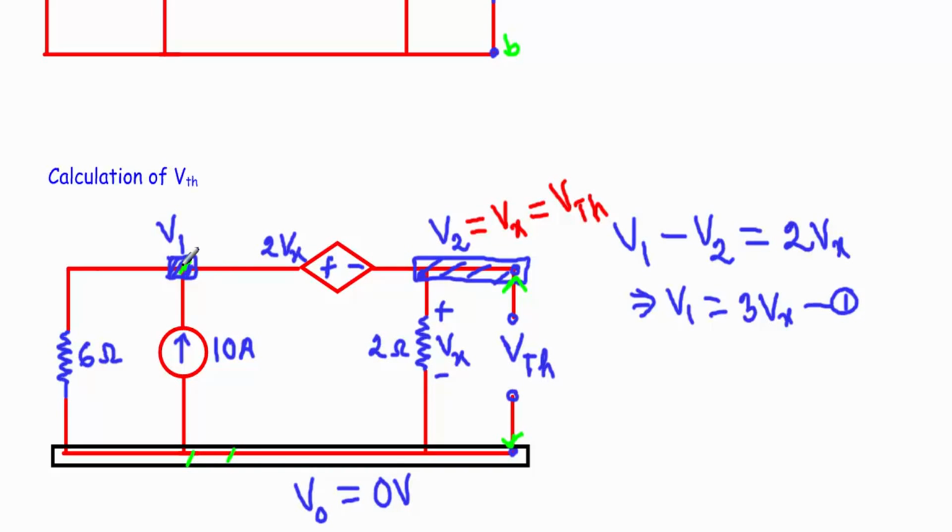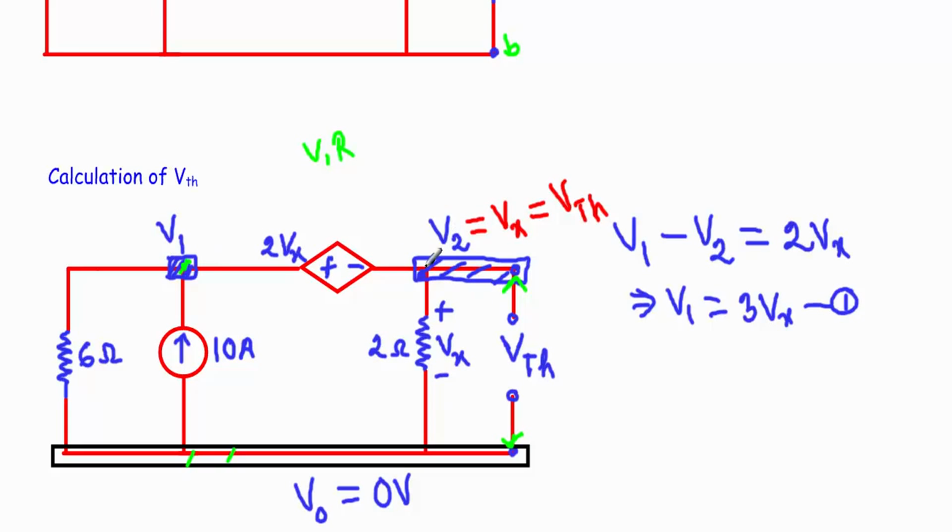Between two non-reference nodes, node 1 and node 2, a dependent voltage source 2Vx is connected. That means if I apply nodal analysis, I cannot proceed, because when we apply nodal analysis, we normally apply Kirchhoff's current law. To calculate current, we need a voltage difference and a resistor in the branch, but here the branch contains only a dependent voltage source, no resistance. So I will apply supernode analysis to find these node voltages V1 and V2.